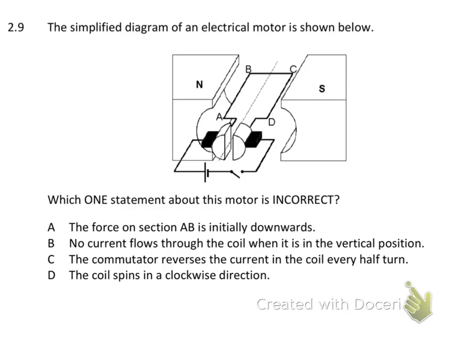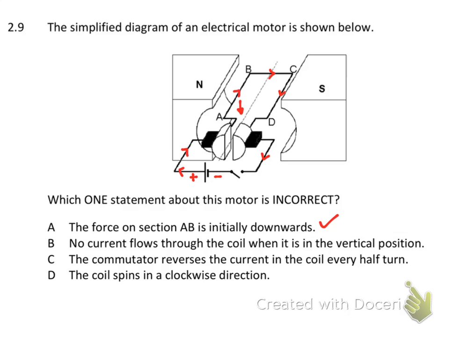Alright, 2.9, electrical motor, and the question asks you which of these statements is incorrect. Let's start by identifying the positive and negative sides of the battery. So conventional current runs from the positive around to the negative. So if we then apply the left-hand motor rule to the section AB, we'll see that the force is downwards on AB, so that's a correct statement.